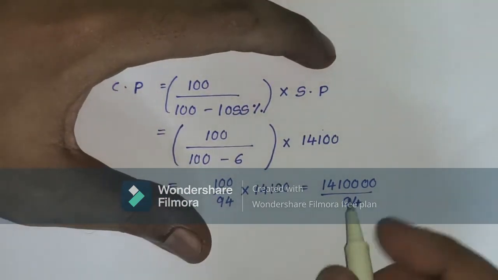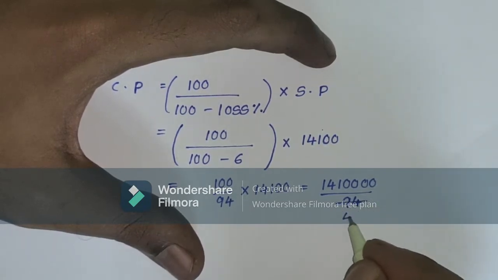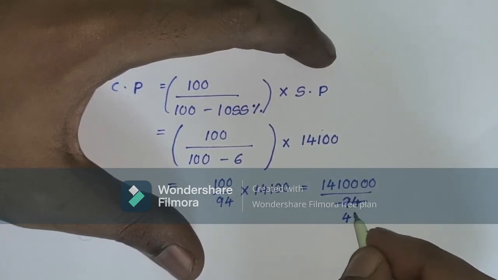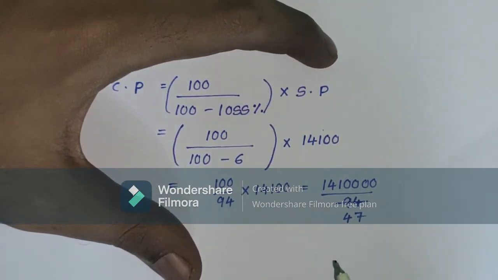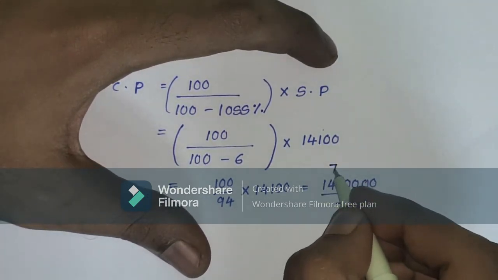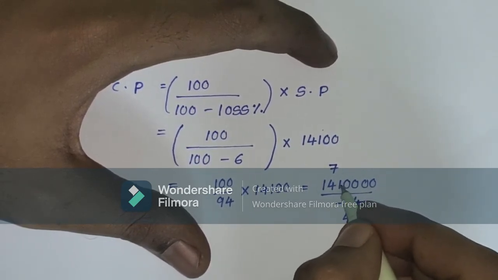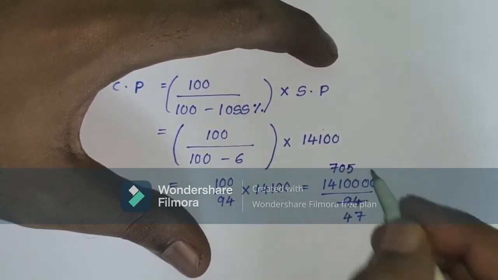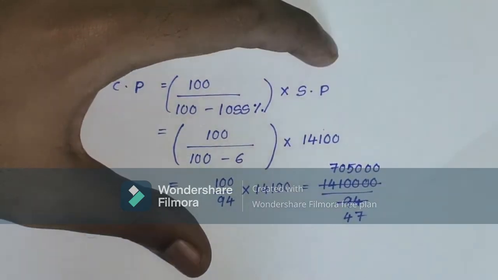Now let us simplify. Both are divisible by 2. Yes. Why? Because the last digit is 0 or 4, that is even. So 2 fours are 8, and 2 sevens are 14. Similarly 94 divided by 2 is 47, and 2 fives are 10, so 2 zeros cancel with 2 zeros. This is how we are going to cancel.